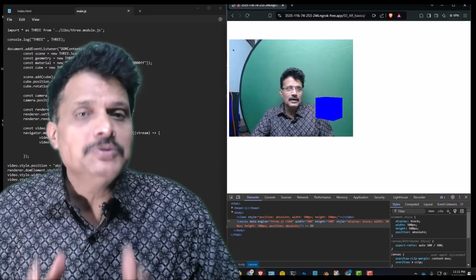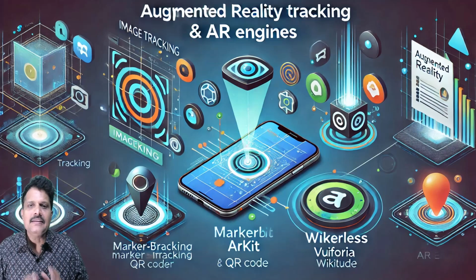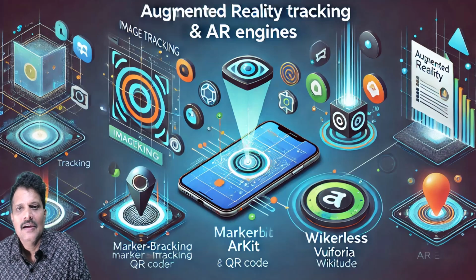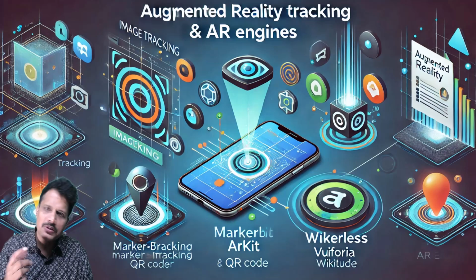Now, when it comes to augmented reality, what should happen is that as your webcam or your mobile camera moves, as the user moves his mobile camera, the position has to be tracked and that position has to be updated and applied to your model. So how are we going to track the camera?